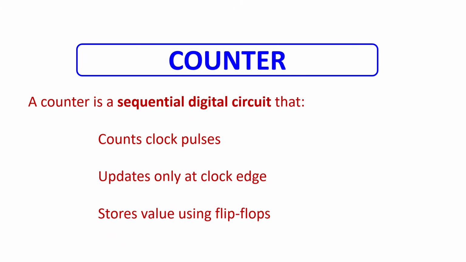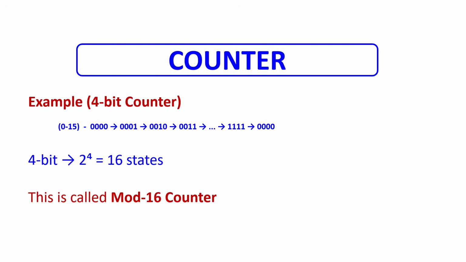What is a counter? A counter is a sequential digital circuit that counts clock pulses, updates only at the clock edge, and stores value using flip-flops. This is the explanation. We can go inside and see all of it so that you will understand it very clearly. Students, before entering into the code, I wanted to teach you a few things so that it will be easy for you to understand the coding when I am writing.